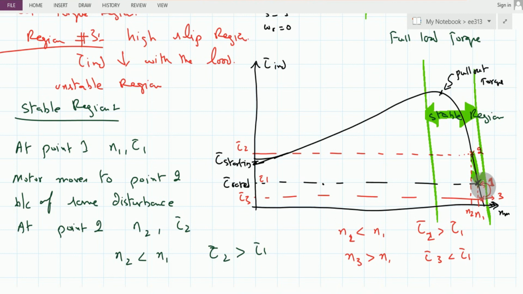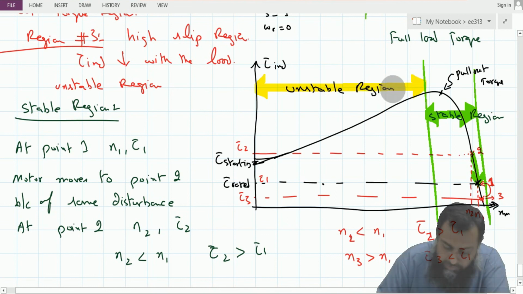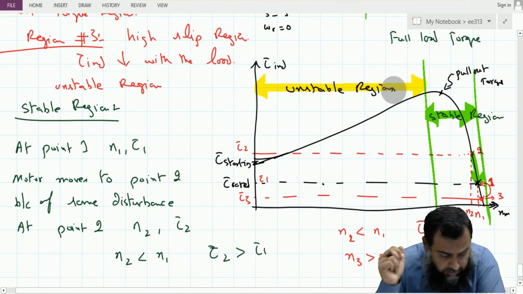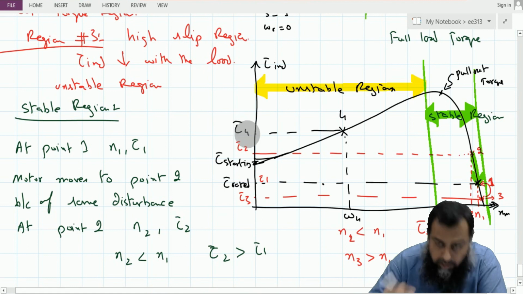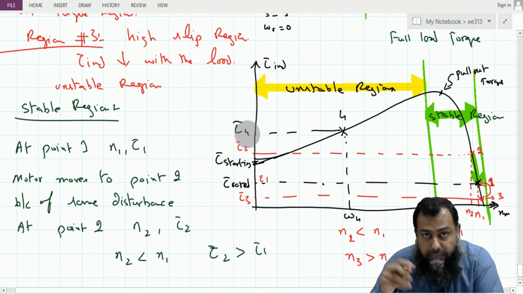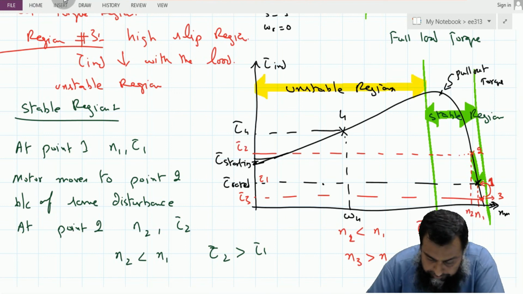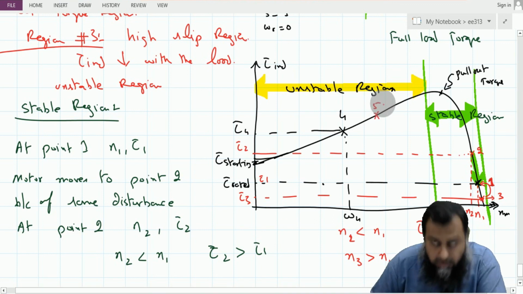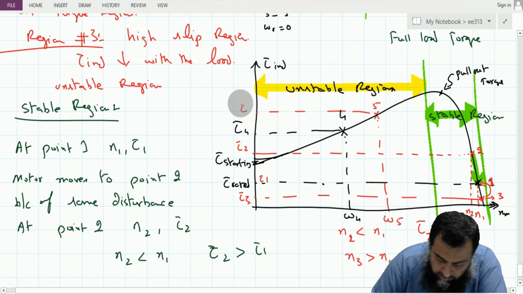Let us see what happens on this particular region, which is known as an unstable region. Let us see why we call this an unstable region. Now suppose that we are operating at this point number 4, right? This is the point number 4, and consequently we have this omega 4, and here we have the torque, which is this T4. Now if we have some disturbance in the scheme, let us say that it moves to this point number 5. At this point number 5, we have this omega 5 and we have this tau 5.